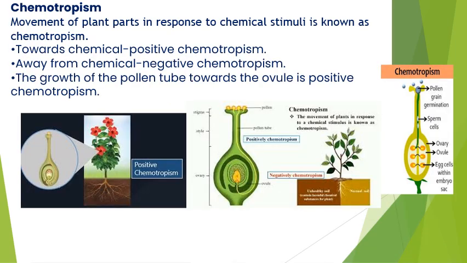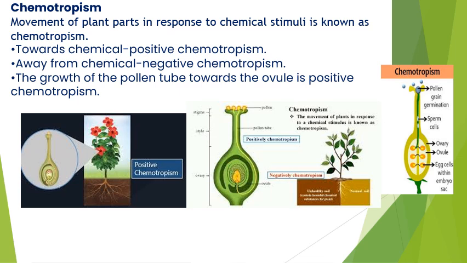Now let us try to understand chemotropism. The movement of a plant in response to chemical stimuli is known as chemotropism. This type of tropism directs the growth of a plant towards or away from certain chemicals. So the chemicals are necessary for the response. There are two types, as I told you, positive chemotropism and negative chemotropism.